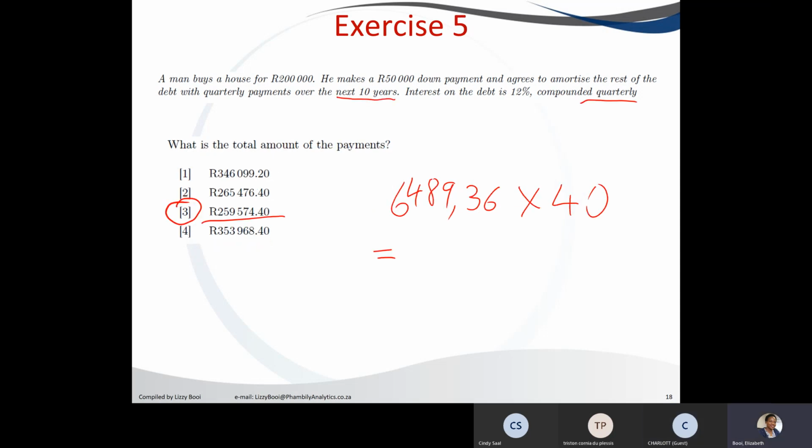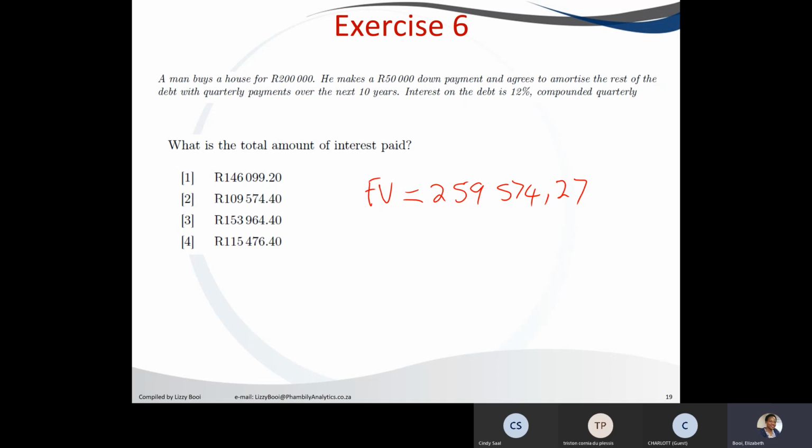Did we get 27? Why am I getting 40 on this one? Okay, here they used 40, so let's use 40 because you might not get the right answer here as well. So we must use 40 the same way as they used 40 there.